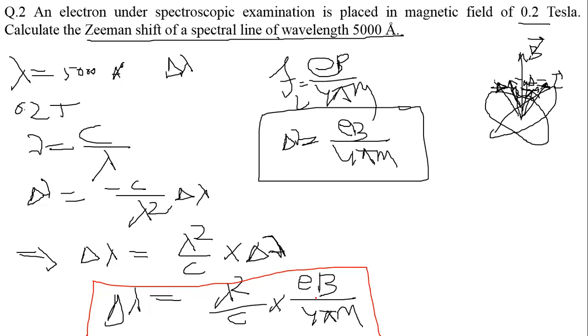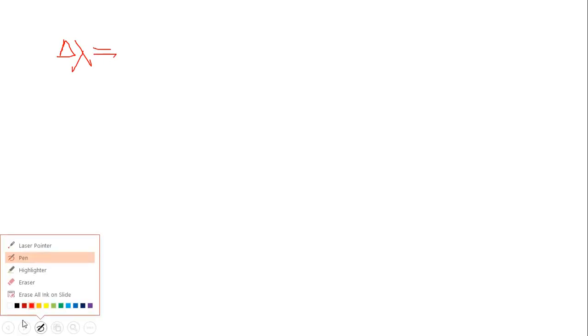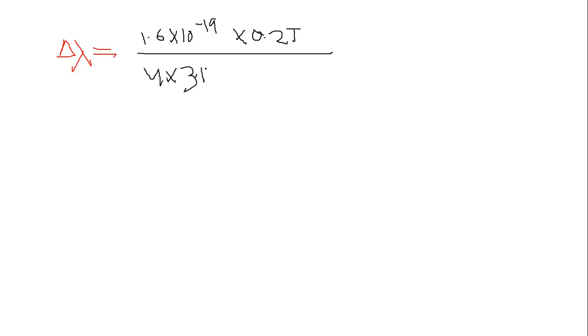Now let's put all these values. Delta lambda will be: e is 1.6 into 10 to the power minus 19 coulomb, B is 0.2 Tesla, and 4 pi m is 4 into 3.142 into m, where m is the mass of the electron, that is 9.1 into 10 to the power minus 31 kg, into lambda square by c.